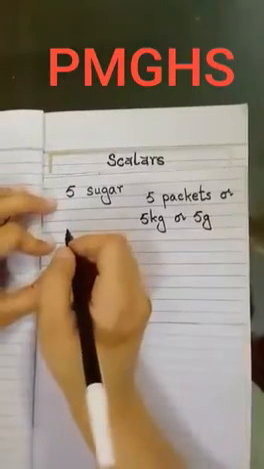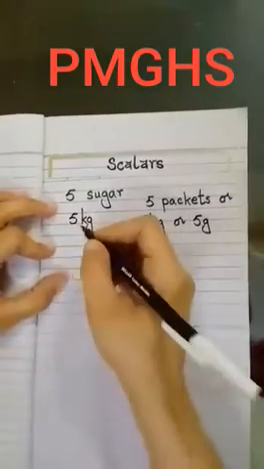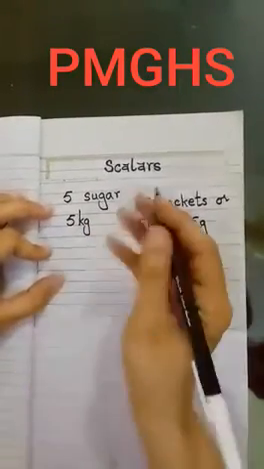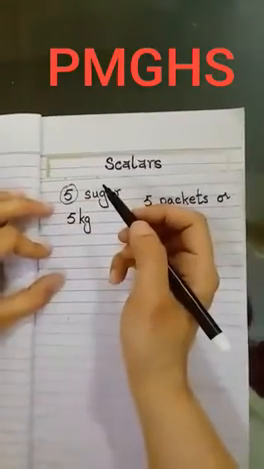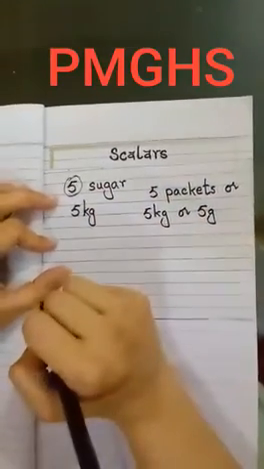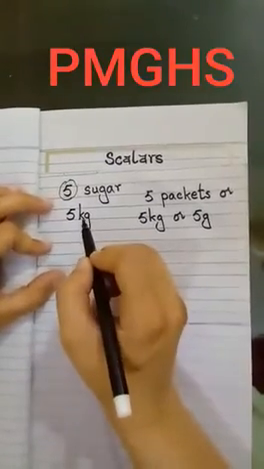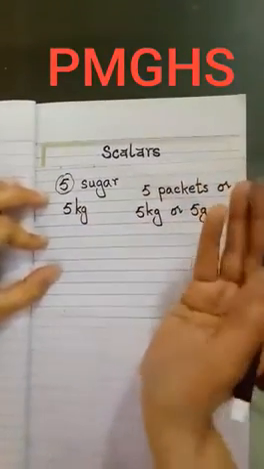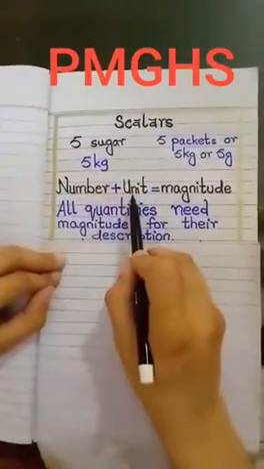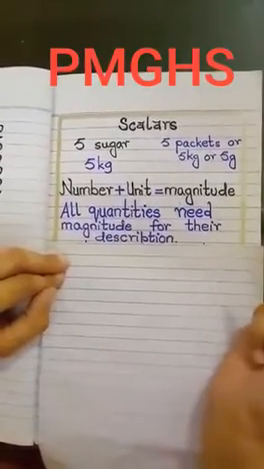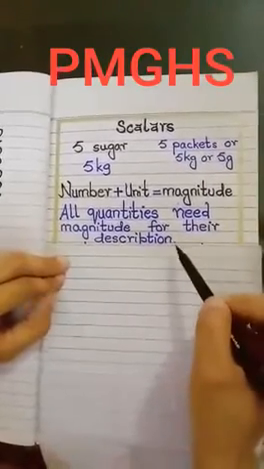But if you say that you need 5 kilogram of sugar, he can easily fulfill your demand. So, only the number is ambiguous. Along with number, a unit is necessary to explain what you actually want to say. So, a number together with its proper unit is called magnitude. All quantities need magnitude for their description.